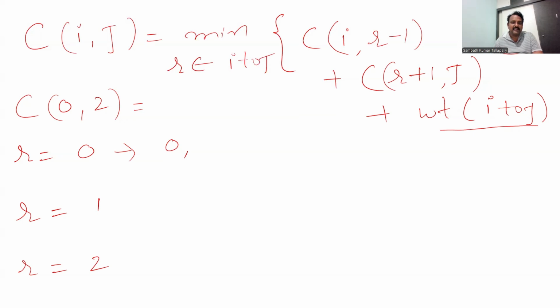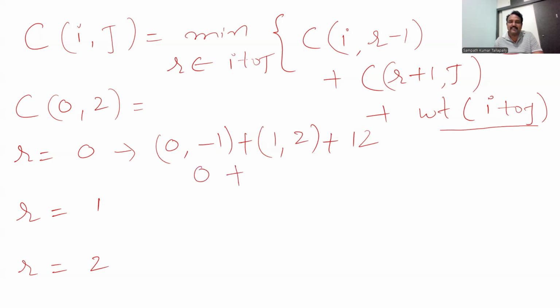0 minus 1 is equal to minus 1 plus R plus 1, where my R is equal to 0. If my R is equal to 0, then 0 plus 1 is equal to 1. And what is the value of my j? 2 plus the value 12. So 0, comma minus 1 is not going to exist in the matrix. Whenever an element is not going to exist in the matrix, it is assumed as 0.